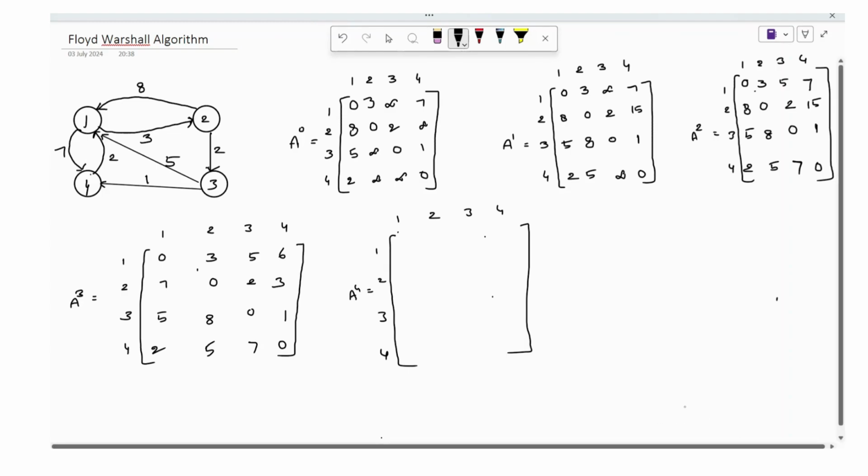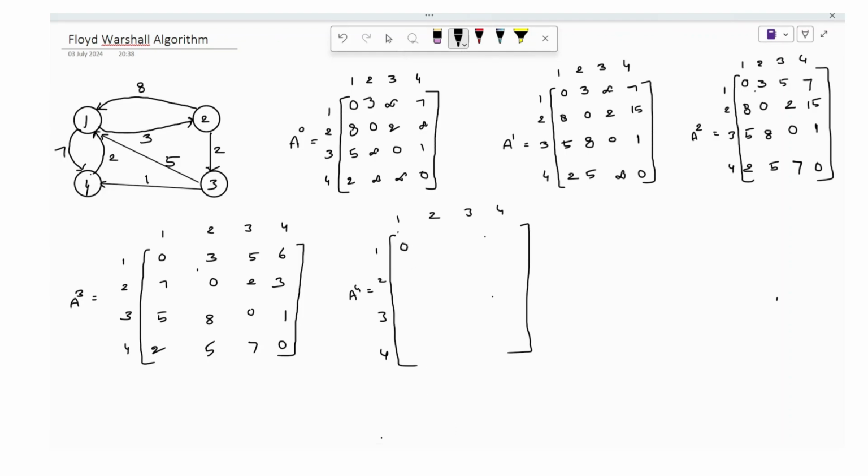Next we have to calculate the final A4 values. So A4 will represent the distance between two vertices through vertex 4. So the distance from 1 to 1 will be anyway 0, 2 to 2 will be 0, 3 to 3 will be 0, 4 to 4 will be 0, and 4th row, 4th column values will be same as the previous ones because it is already including that vertex. 6 3 1 0 2 5 7 0.